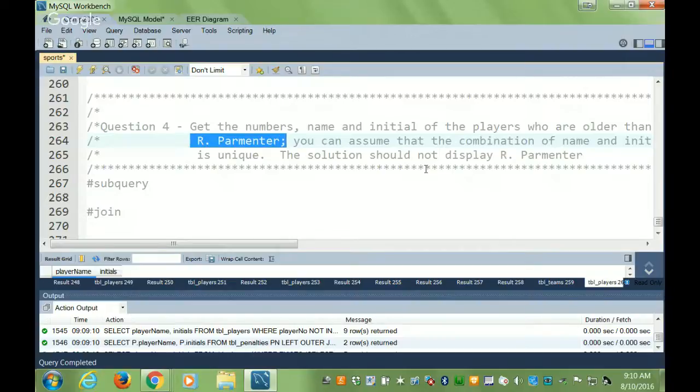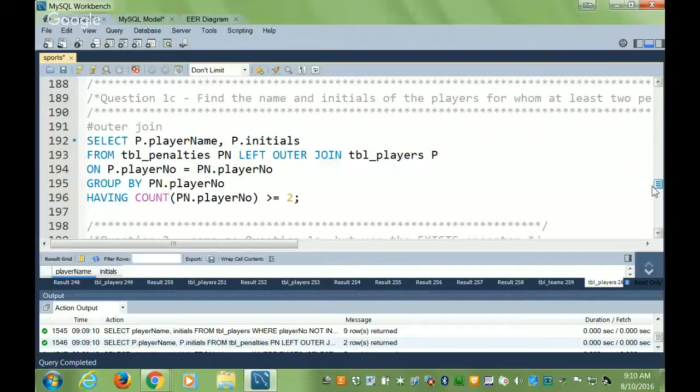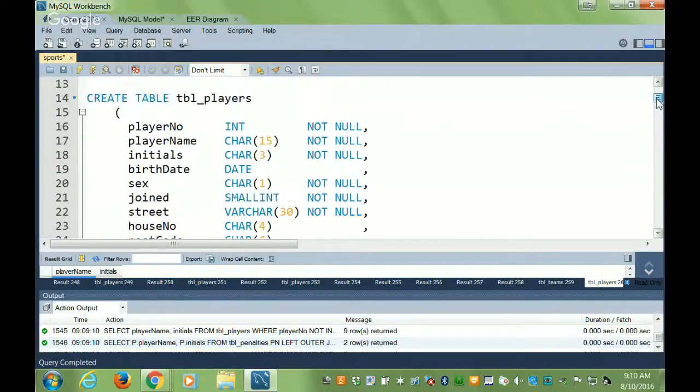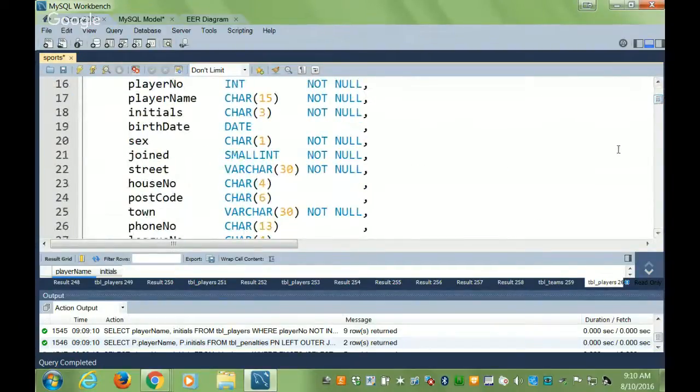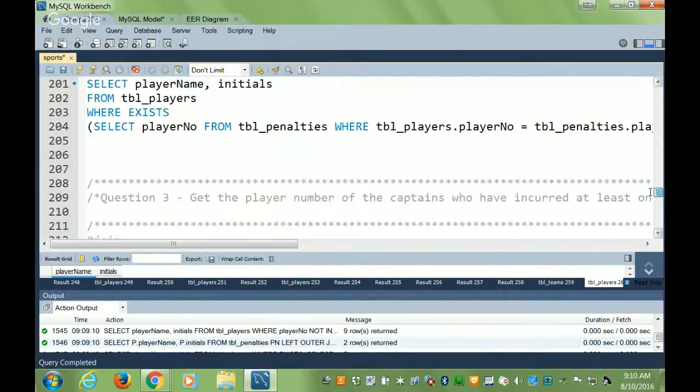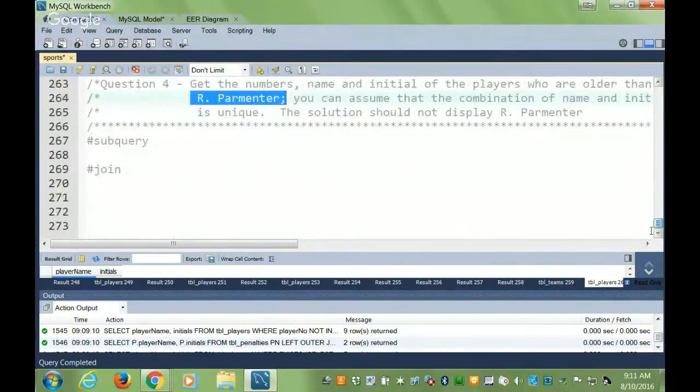Okay. So one by one, how do we find the age? I will have to see what the table was. Oh, there is a birth date, right? So we have a birth date. So anybody who's older will have an earlier birth date than this guy. Okay. So one step at a time. There is a subquery and there is a join also. Okay, let's do it both ways.